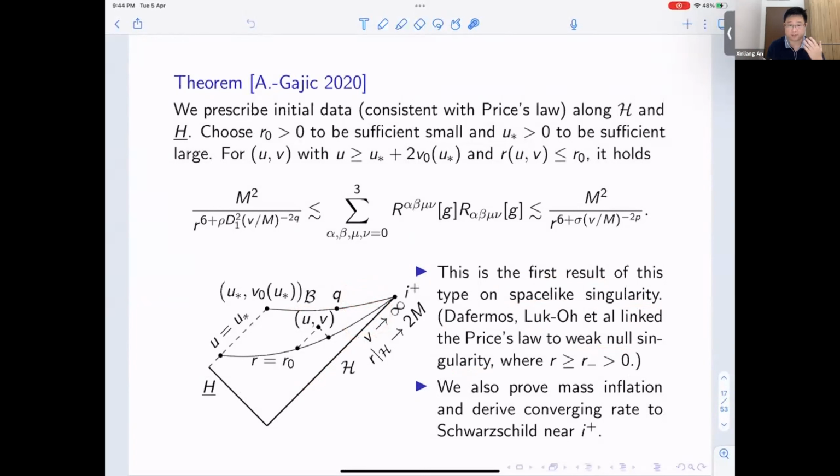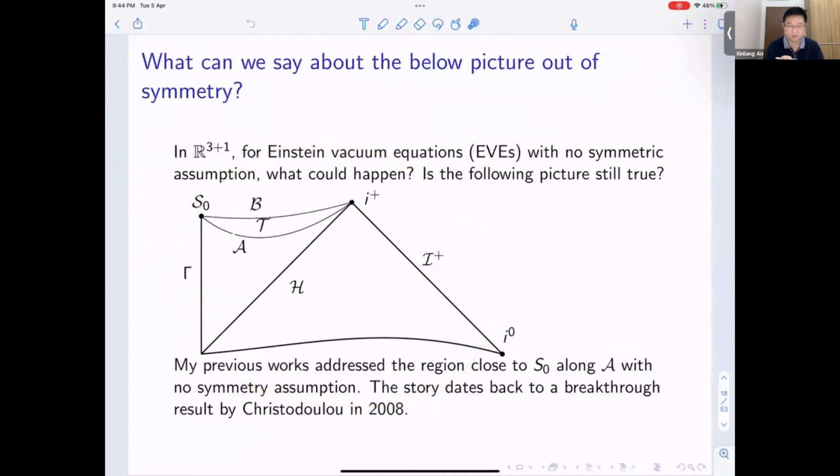So okay, the next question: this is what we just said for the spherical symmetry. What we can say about the blow-up picture without symmetry would be really hard. In R3+1 for Einstein vacuum equations with no symmetry assumption, what could happen? This is really something we hope to know. And is the following picture still true? We don't know at this moment, but my previous works in this direction address the region close to S0 along the apparent horizon. In this region, we have a relatively good understanding of what's happening.